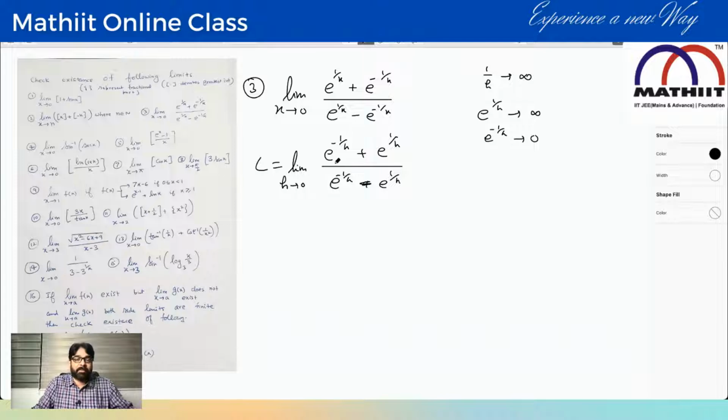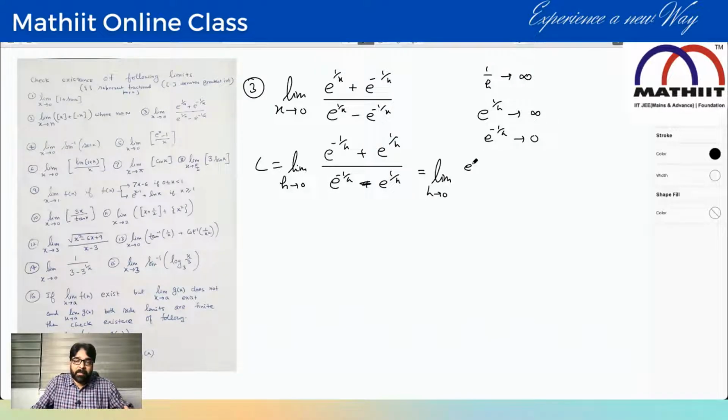So what is the form of this limit? 0 plus infinity by 0 minus infinity, which means infinity by infinity is the form. Who is creating infinity by infinity? E power 1 by h. So divide by e power 1 by h, numerator as well as denominator. Whoever creates the indeterminate form, we have to divide by that. So e power 1 by h is creating the indeterminate form, and I will divide by e power 1 by h.